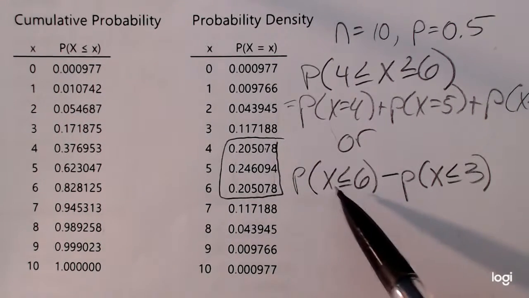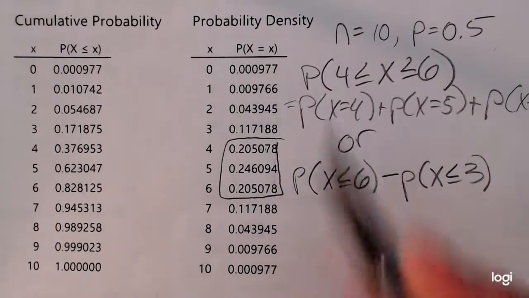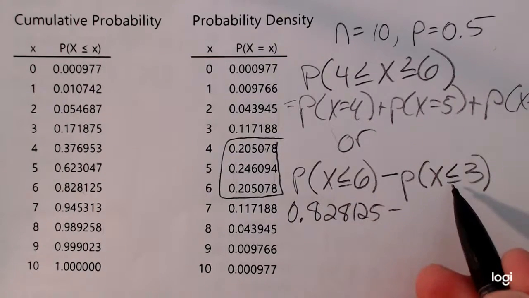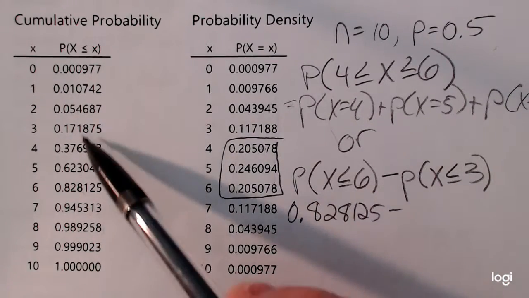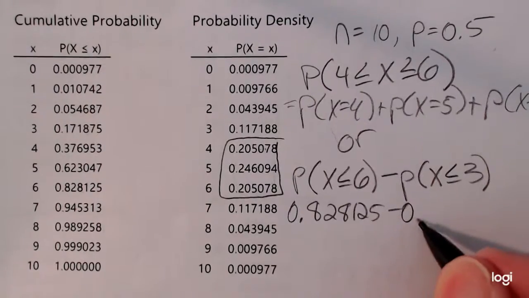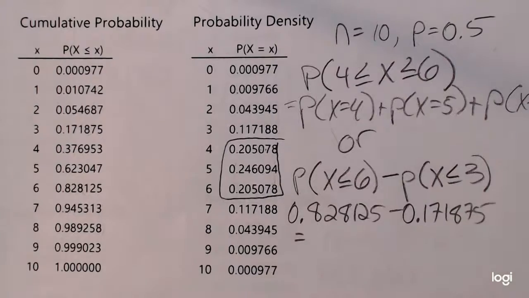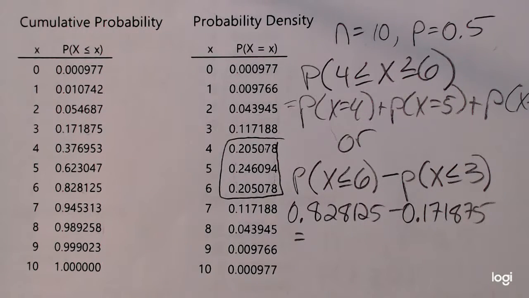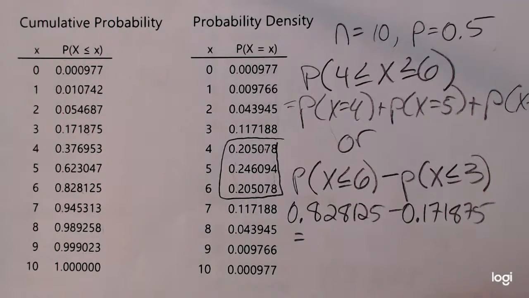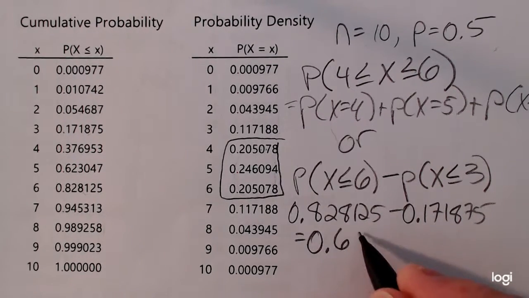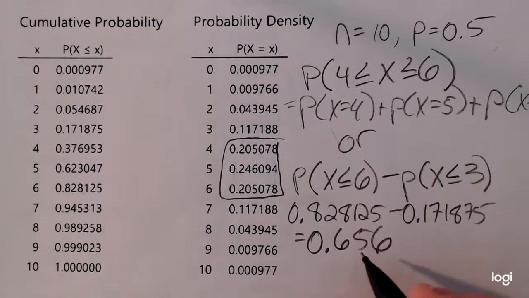So the probability x is less than or equal to 6 is 0.828125, minus the probability x is less than or equal to 3. So we're subtracting out 0.171875. And doing that quickly, assuming I didn't make a calculator input error, I get 0.656 rounded to 3 decimal places.